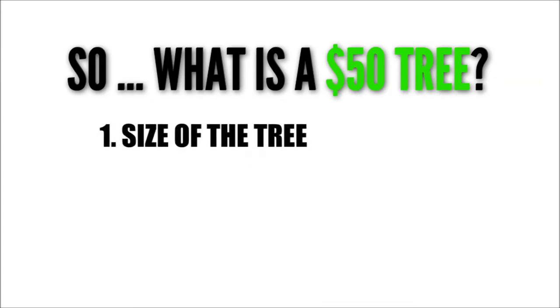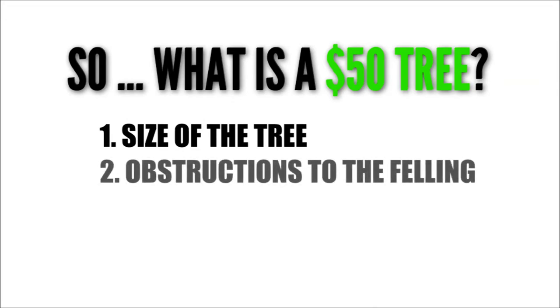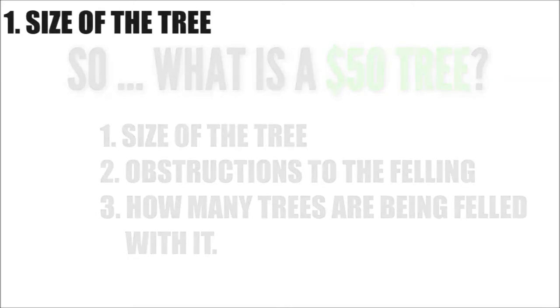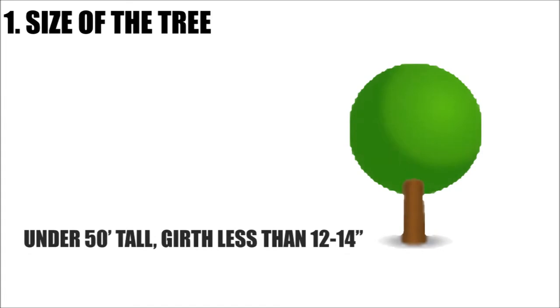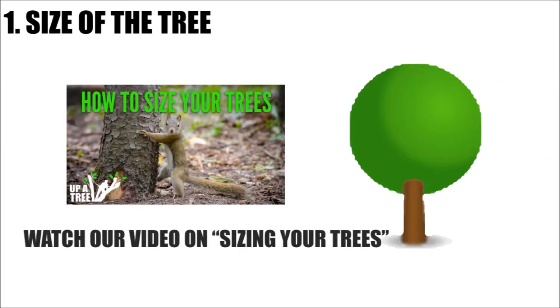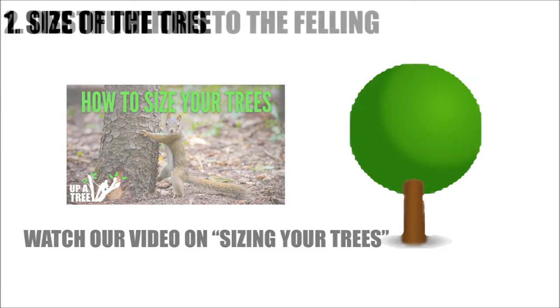There are three factors which make a tree a $50 tree. Number one, the size and girth of the tree. Number two, obstructions to the felling of the tree. And number three, how many trees are being felled along with it. First, the size. $50 trees are small trees under 50 feet tall with a girth of less than 12 to 14 inches. Take a moment to watch our video on sizing your trees.